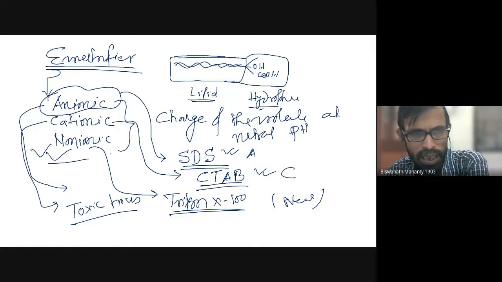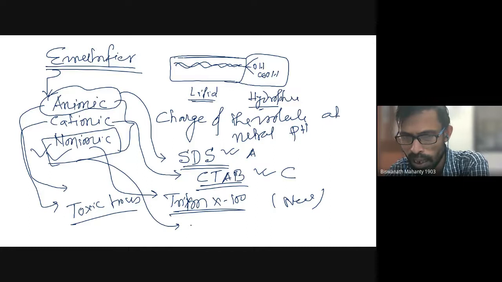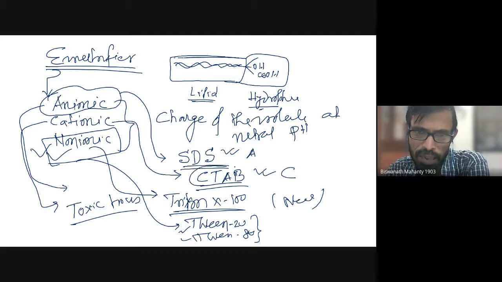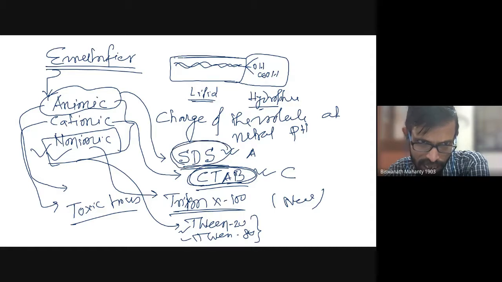And non-ionics are okay. Non-ionic surfactants are more easily used, and there are two particular groups, Span and Tween. So probably you have heard the names of Tween 20, Tween 80. These are the surfactants we have used multiple times for emulsion preparation. So Span and Tween are non-ionic groups. The cationic group is CTAB, cetyl trimethyl ammonium bromide. So the ammonium group is the positively charged functionality. SDS, sodium dodecyl sulfate, is the anionic.